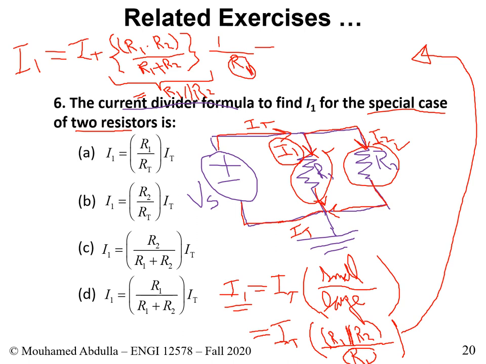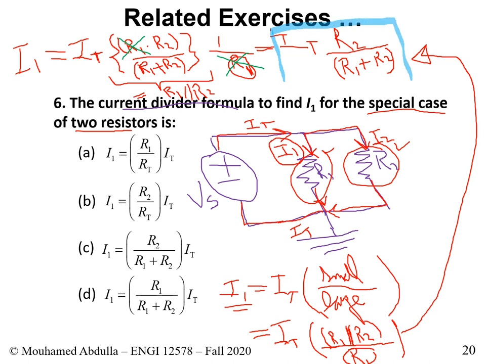Now maybe we can simplify some division here. It's just normal arithmetic. So we have I total, and maybe we could use a different color. This R1 and this R1 cancel each other, so they're gone. On top, you have an R2, and in the bottom you have R1 plus R2. Let's not forget the parentheses. And this is what we get. Maybe we put it in a nice box. So this is the result: I1 is equal to I total times R2 divided by R1 plus R2.